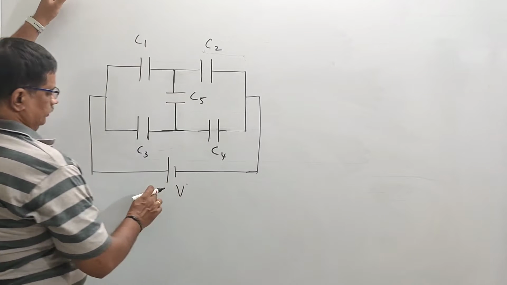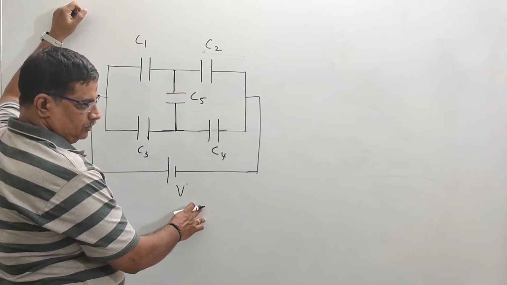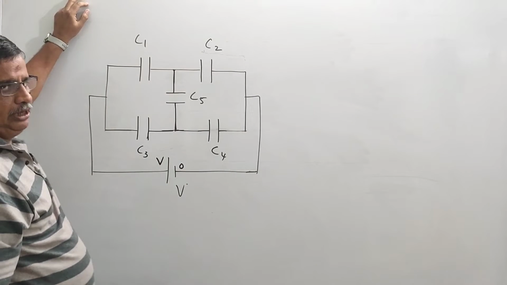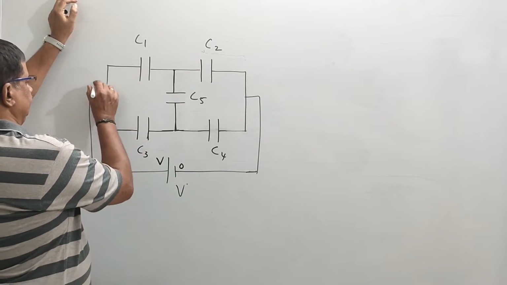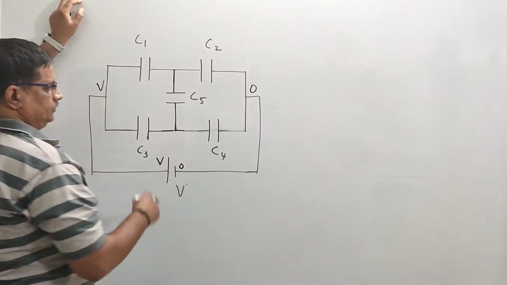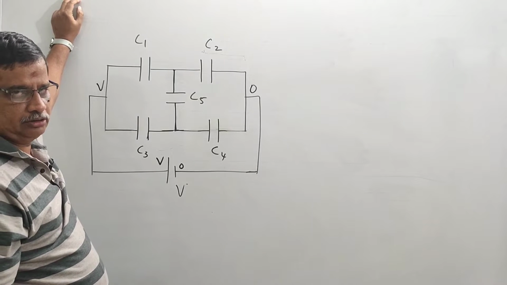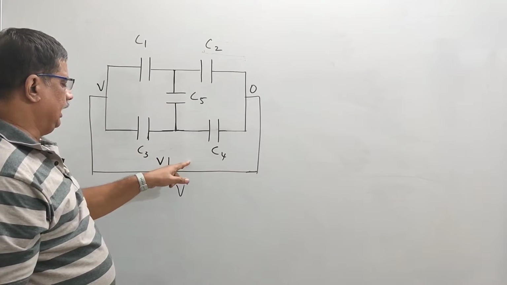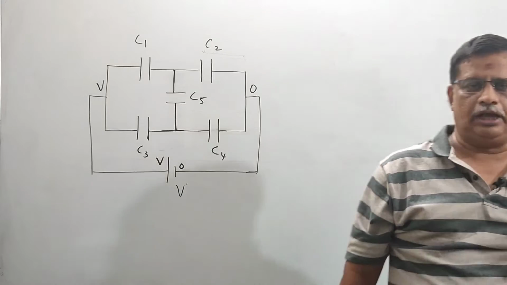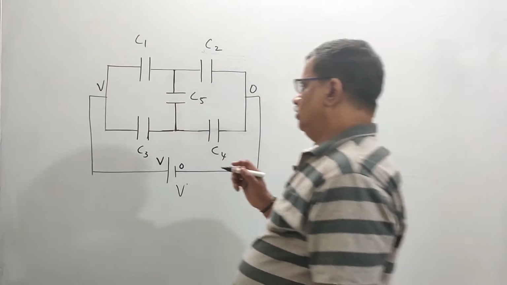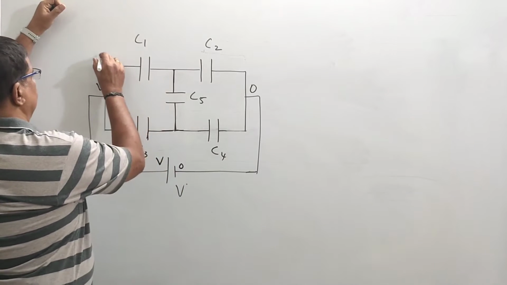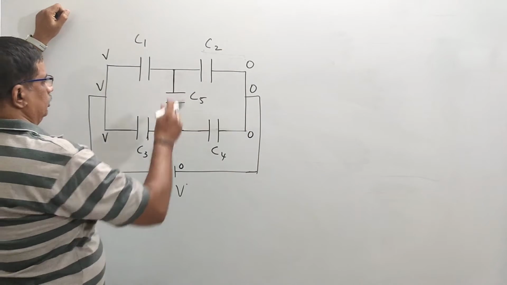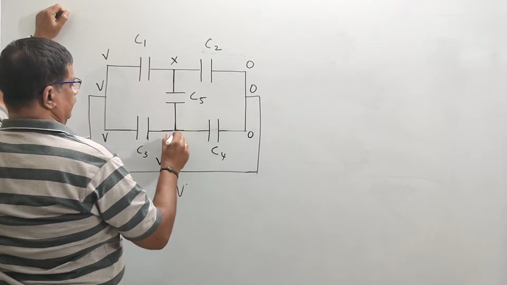So you know that this battery has a terminal potential difference V, which means that this terminal has a potential V, and this terminal is usually at 0 volt. So this is V and this is 0, because all points on a conducting wire are at the same potential. Therefore, if this is V, this is also V, and if this is 0, that point is also at 0 potential. Now, if this is V, this has to be V, this is also V, these 2 points are 0. Now, we don't know the potentials of these 2 points, so we will call them X and Y.